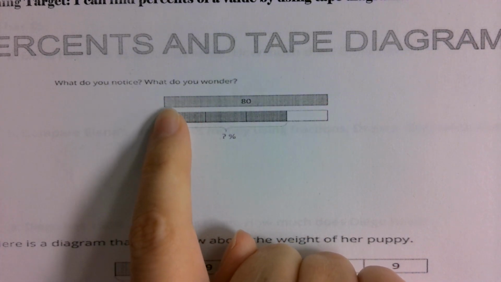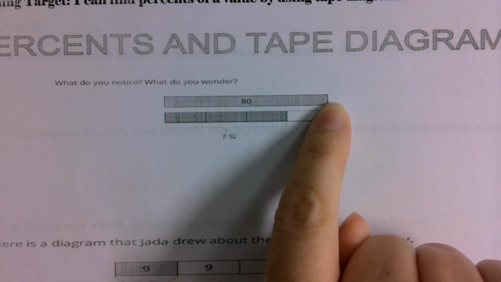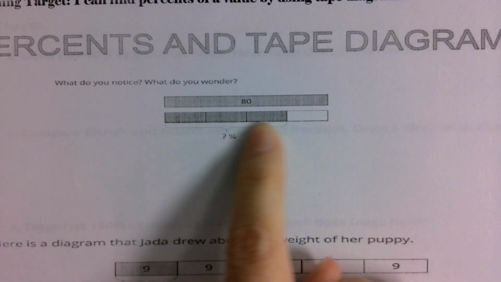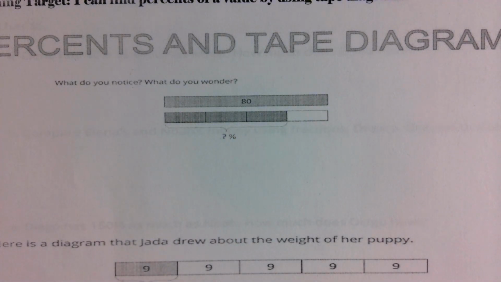We have a tape diagram, a model of a bar that's representing a value of 80, and then we have a tape diagram that is split up. So what I want you guys to do is tell me, what do you notice? Write down some things that you notice about this and some things that you are wondering, questions that you might have about it. So take 2 minutes, write down your thoughts.